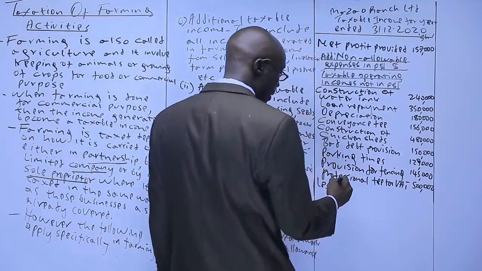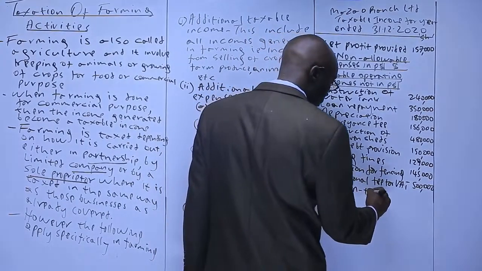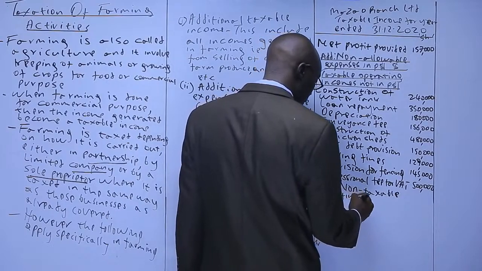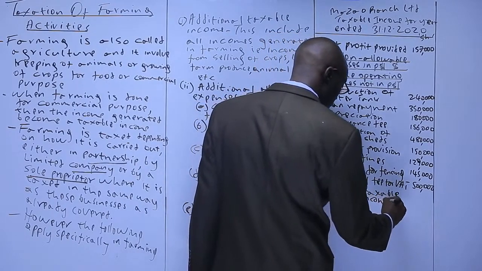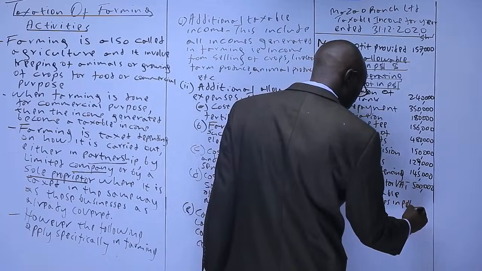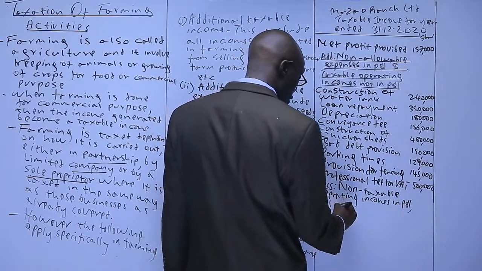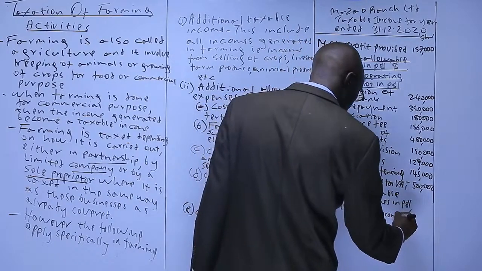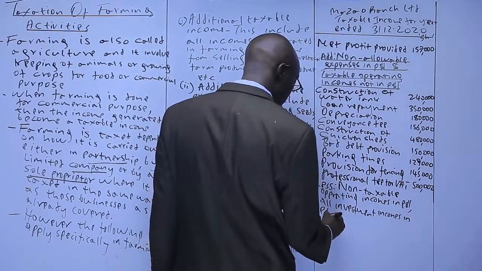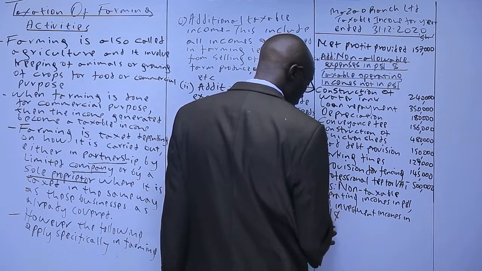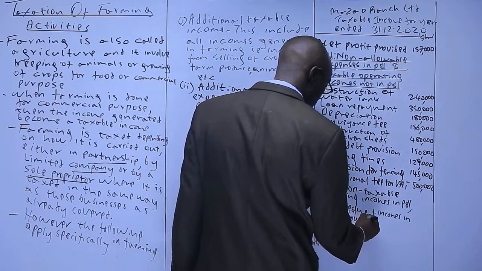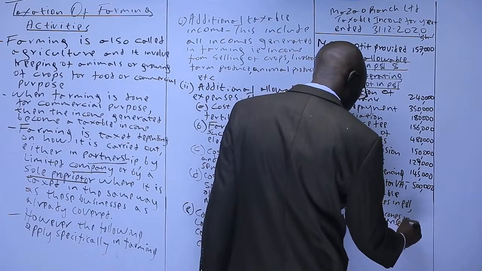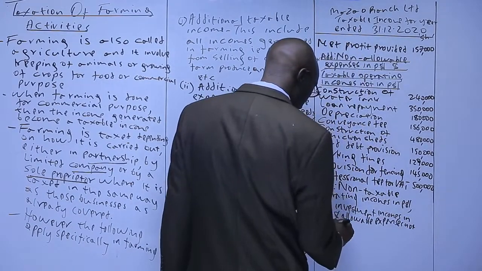Remember, we deduct 3 items: non-taxable operating income in P&L, or investment income in P&L, and allowable expenses not in P&L.